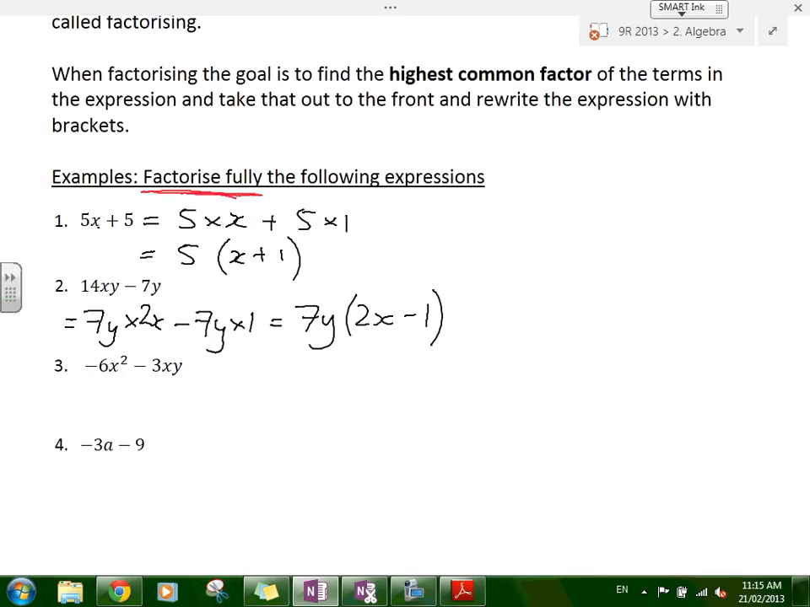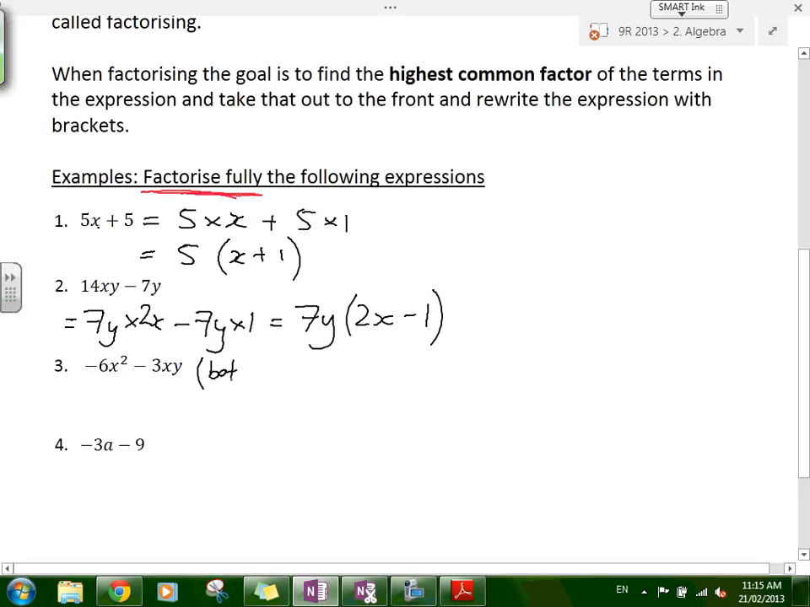Now, minus 6x squared minus 3xy. What's a common factor? What are some common factors? 3. 3 is a common factor, x is a common factor. What else? Yeah, minus 3x is the highest common factor. It's funny to say highest common factor because it's minus, but as in the number that would divide both of them in the best way, minus 3x. Because both of them are negative. So both are negative.